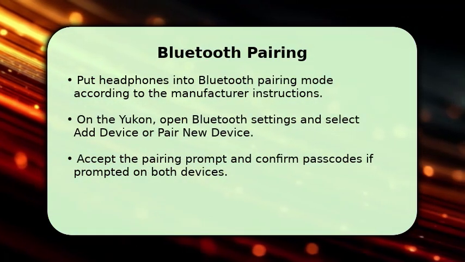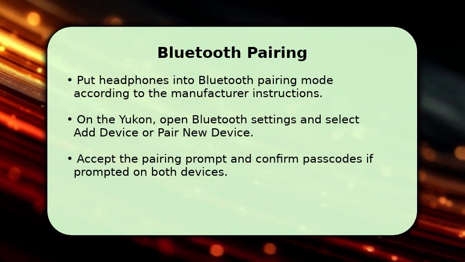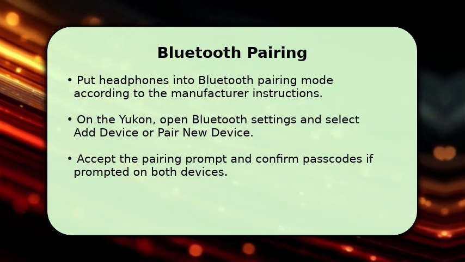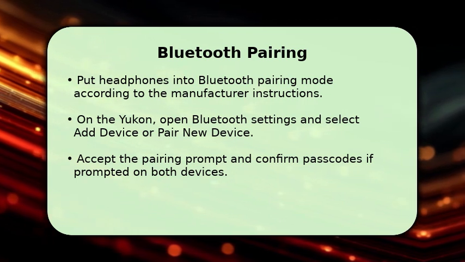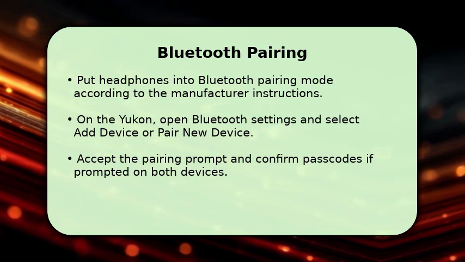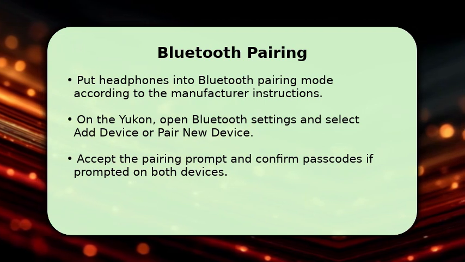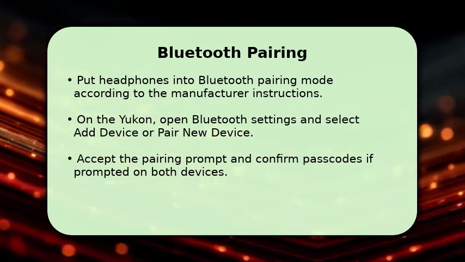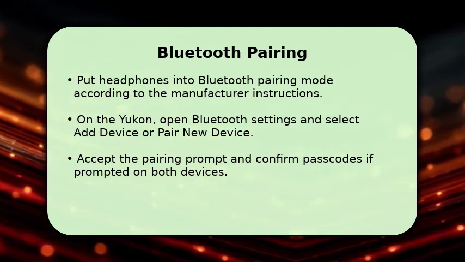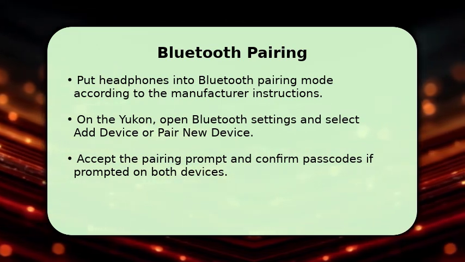Bluetooth pairing offers wireless freedom but needs a few clear steps to work smoothly in a Yukon. First, put your headphones into pairing mode as the manual describes. On the GMC infotainment screen, go to Bluetooth settings and choose Add Device or Pair New Device. Select your headphone name when it appears, accept any prompts, and confirm passcodes if asked. Finally, set the audio output to Bluetooth and adjust volume from both headphone and vehicle controls.